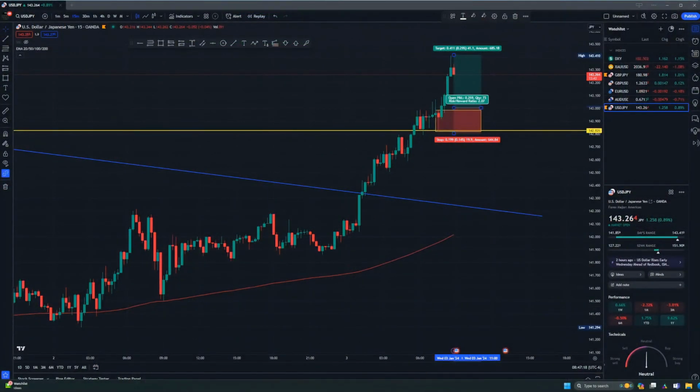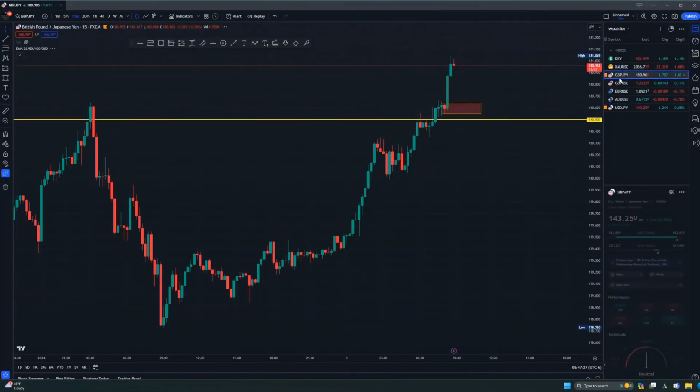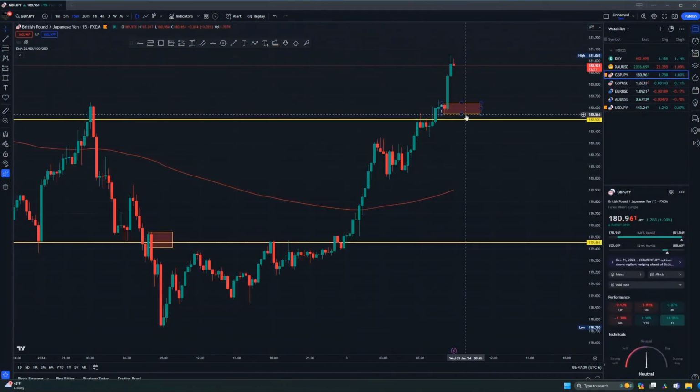Sorry, y'all, didn't have the chart on. So that's a 1 to 2. I have my stop loss a little bit below, and I have entering the trade and getting in and trying to get some profits with a 1 to 2 target. That's on UJ. Let's drop on over to GJ.